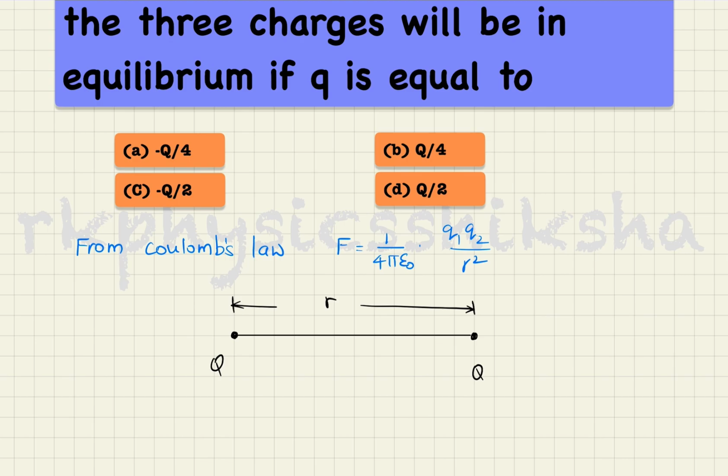Now they are putting this charge small q, and we don't know whether it is positive or negative, exactly at the center of the two charges. I take one charge at A, the other at B, and the small charge q is put at point C. The distance between the charges at A and C is r by 2, and the distance between the charges at C and B is r by 2.